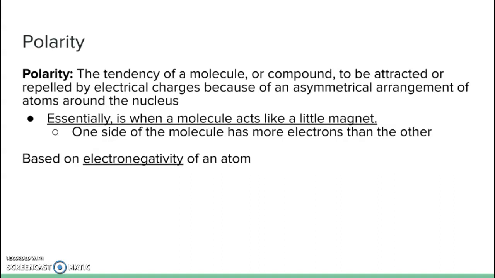So, one side of the molecule is going to want more electrons, and so it's going to be more negative, and then it's going to act more like a magnet, wanting to attract a more positive, right? And this is always based on the electronegativity of an atom, and we started looking at electronegativity last unit when we talked about trends. So we're now going to use that to be able to determine polarity, okay?